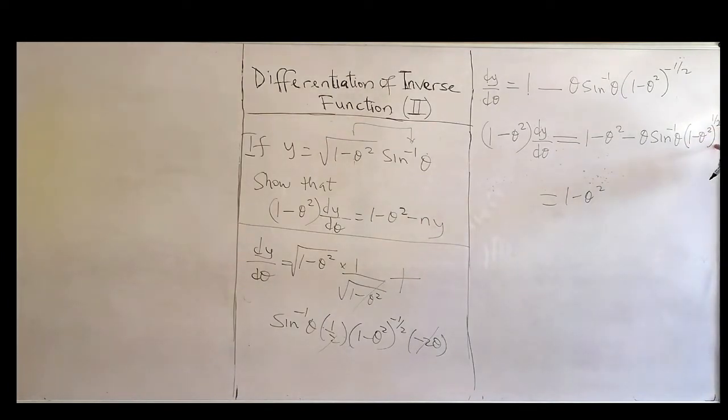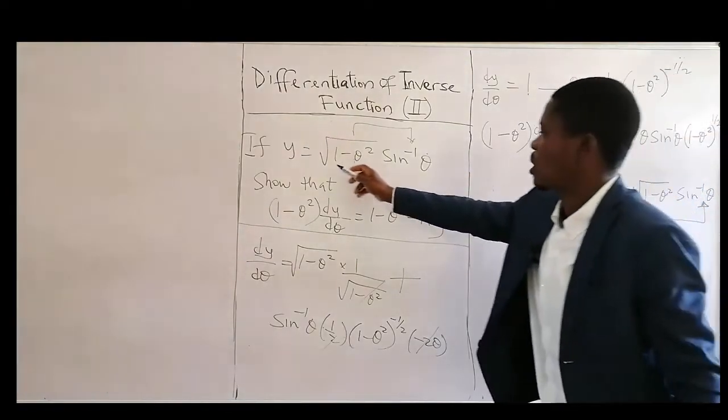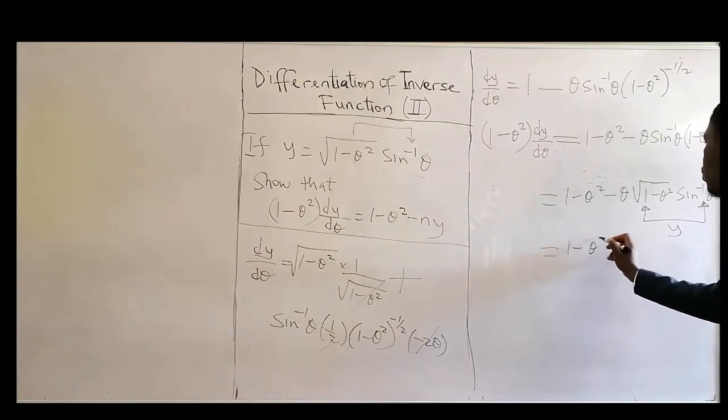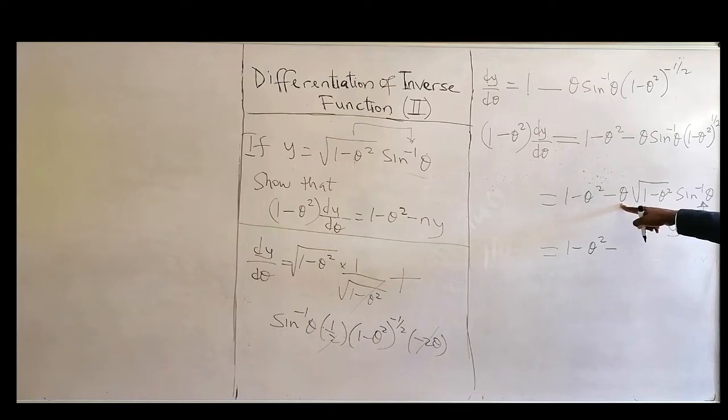Let us rearrange it now. This is half, so I can leave it there. So that will be minus theta, this one, square root 1 minus theta squared, and then arc sine theta. So this one from the question is the y. Check your question. That's y. Okay. So finally, you have 1 minus theta squared, minus theta is here. Theta is here.